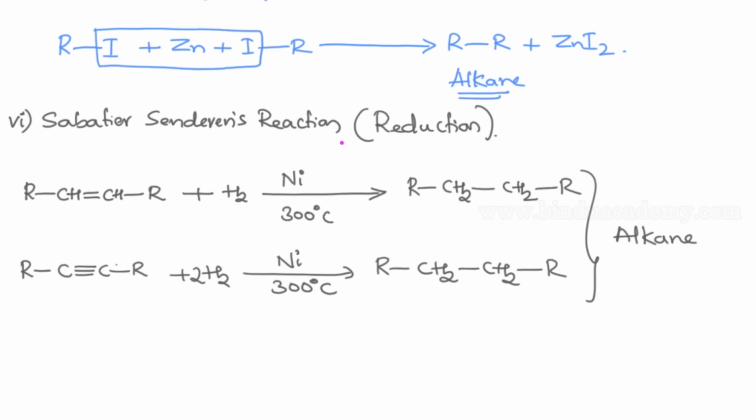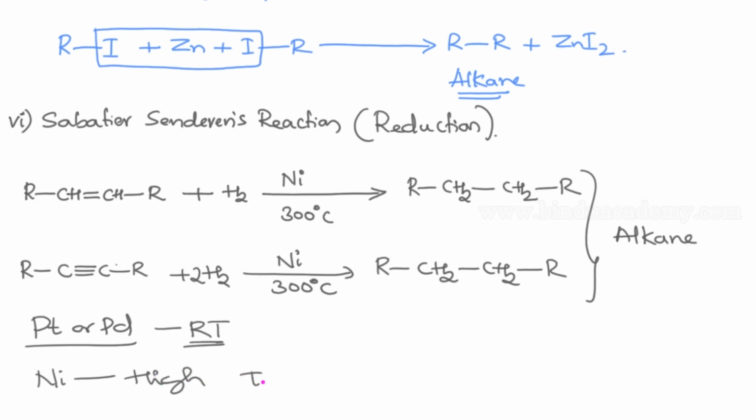When you are using a platinum catalyst or palladium catalyst, you can use them at room temperature, RT, or ordinary temperature and pressure. But when you are using nickel, the temperature should be very high. Nickel always needs high temperature, and not only high temperature, we need high pressure also. Hope you understood this reaction.